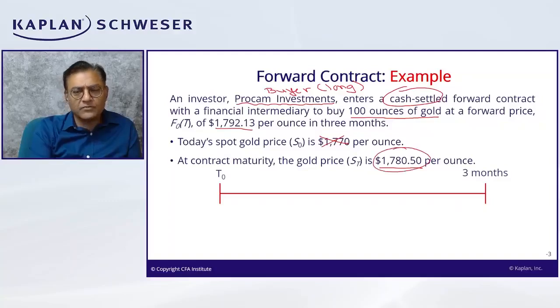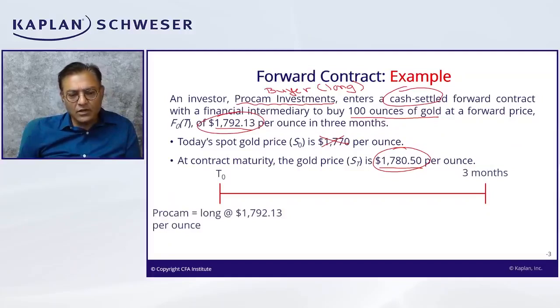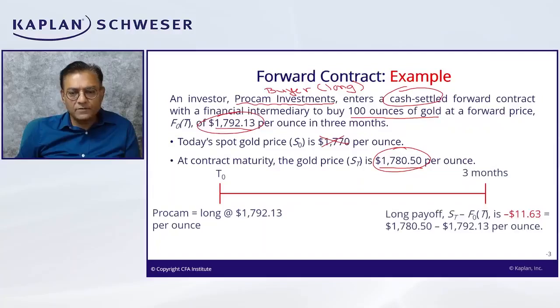Now this is the price we are going to compare vis-a-vis our forward price. Obviously, in this case, the spot price is lower than the previously agreed forward price, so the long party loses. The difference between the two is the loss that the long party suffers. So Procam is currently long at 1792. They are going to have a loss of $11.63 because the price dropped.